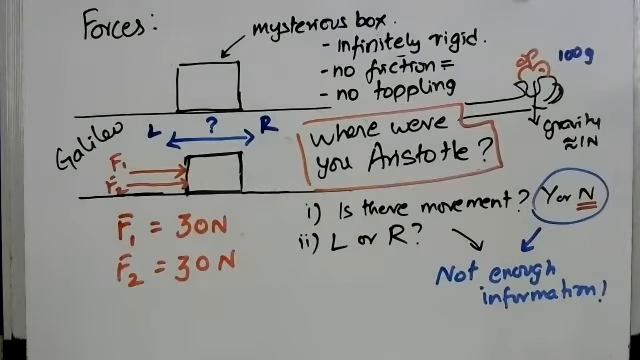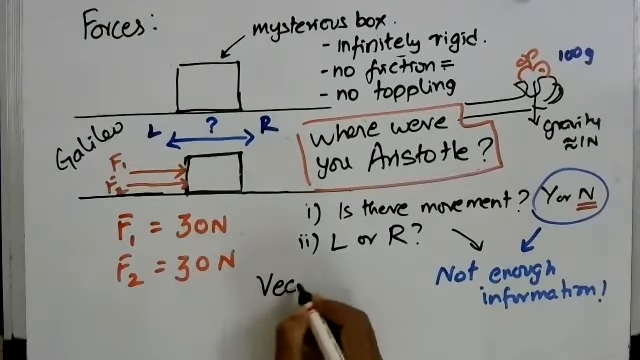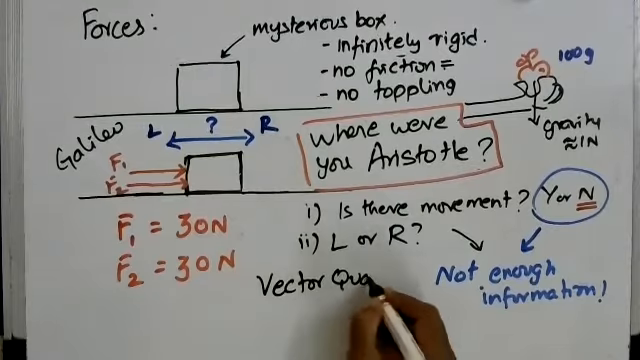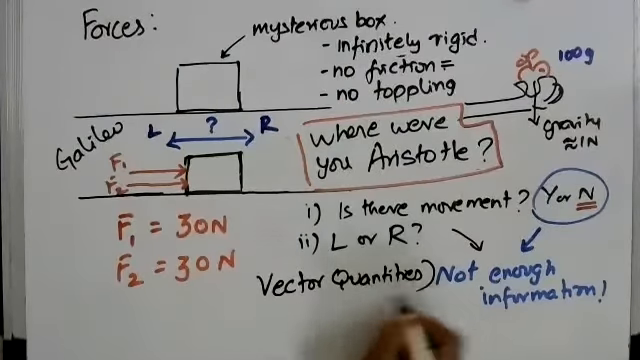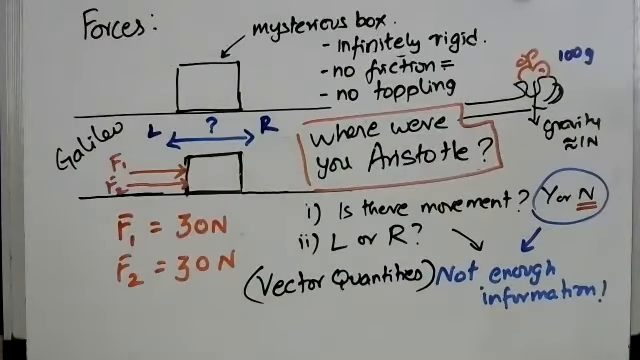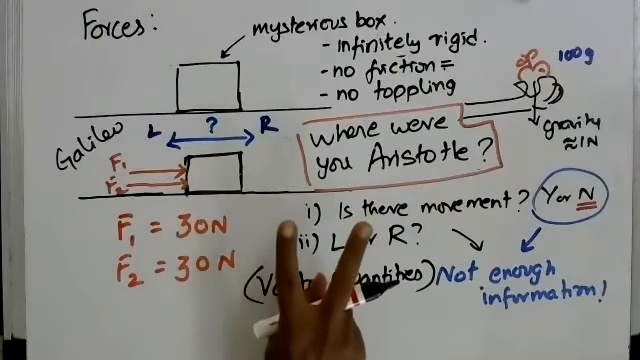Therefore, without giving direction to forces, it is impossible to say what will be the effect of the force. Such quantities are given a special name in physics. They are called vector quantities. Where there's not enough information, it is because there are two pieces of information that you require.